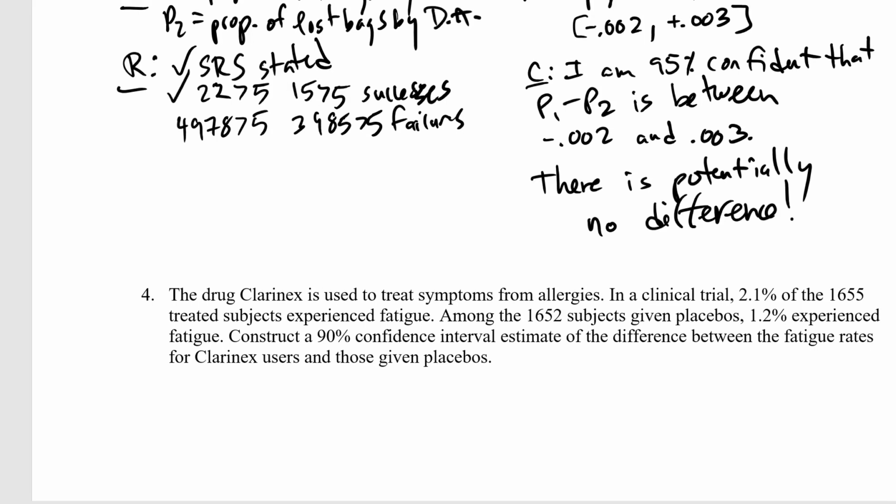The drug Clarinex is used to treat symptoms from allergies. In a clinical trial, 2.1% of 1655 experienced fatigue. Among 1652 given a placebo, 1.2% experienced fatigue. Construct a 90% confidence interval, okay? Is there a difference between the placebo and the clinical trial?